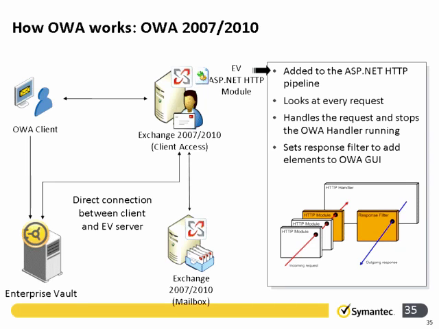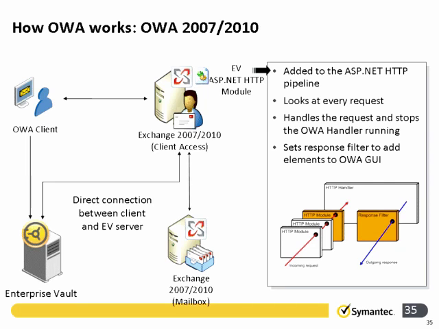All incoming calls will be passed through this HTTP module. It looks at every single request for the items that are being either archived or retrieved for Outlook Web Access using Enterprise Vault. It handles these requests and it stops the Outlook Web Access handler from running to determine whether or not a particular filter has to be applied. And you can set up response filters to add elements such as the Enterprise Vault toolbar and button icons and shortcuts to the HTML or the Active Server Page rendering of that particular document.